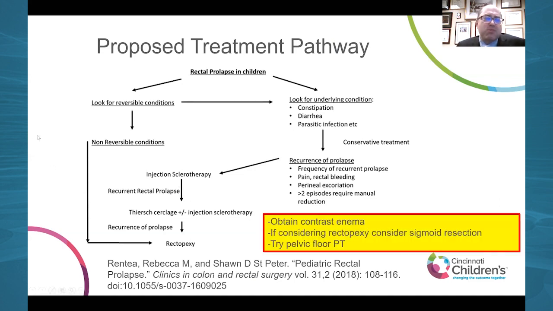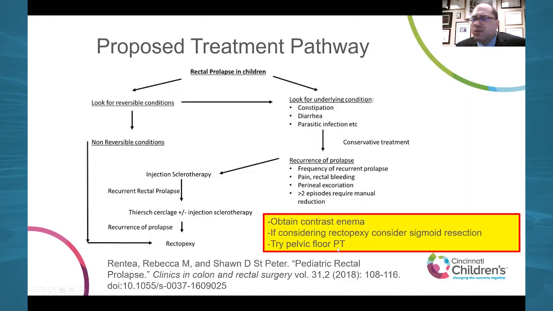In my pathway, if they're getting down to the sclerotherapy and maybe more, then I'm getting a contrast enema, because laparoscopic rectopexy is a very effective procedure. The contrast enema can help diagnose patients who have a floppy sigmoid and need a sigmoid resection. But even after surgery, there's still more counseling to be done.